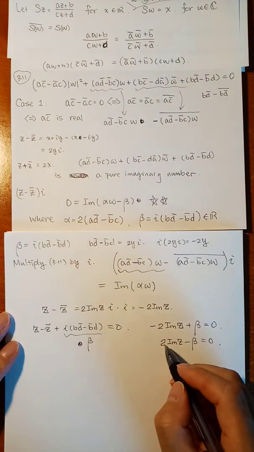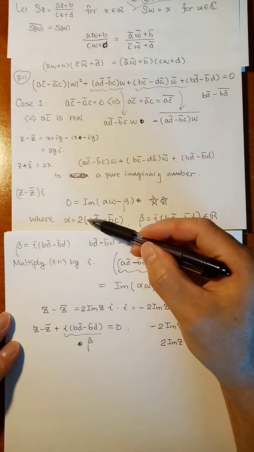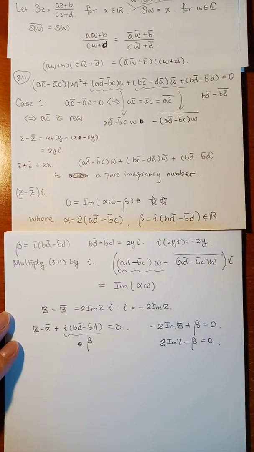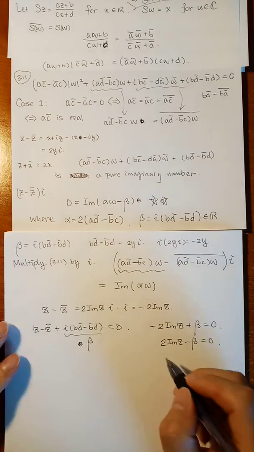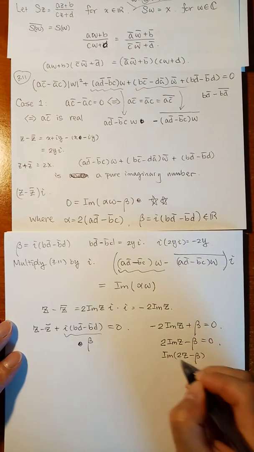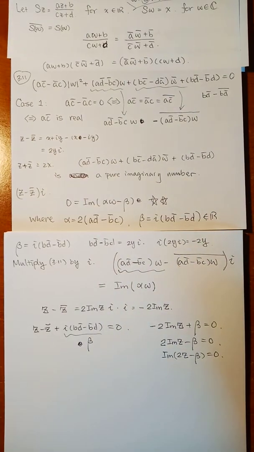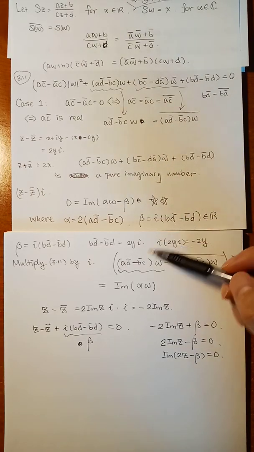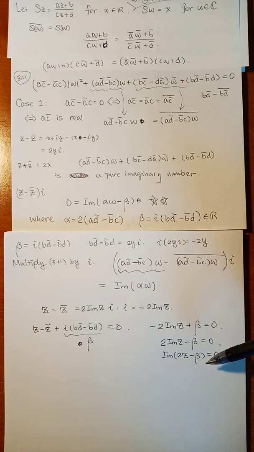Twice of Z. How do you get this 2? 2 is in the definition of here. Alpha is 2 times of it. So it's an imaginary part of 2Z minus beta. Beta is a real number, so you don't have it. So there's some computation. It's not difficult, but sometimes it's just confusing. How do we get a plus sign? How do we get a minus sign? Stuff like this.